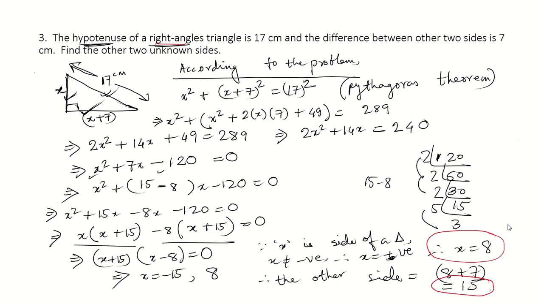So I guess you understood how we did the problem. We considered one side as x, the other side as x plus 7. The hypotenuse is given as 17. How did we get it as x plus 7? Because it's given the difference between the other two sides is 7. If one side is x, the other side needs to be x plus 7. And then we used Pythagoras theorem.